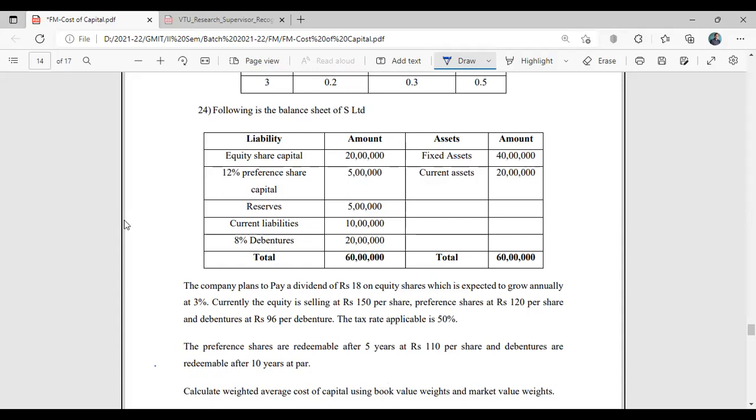Mute all. Okay. Following is the balance sheet of S Limited. Again, we got an opportunity to work on the liabilities and the assets. I already said we don't require information that is not required for our cost of capital. Fixed assets or current assets are not required, and short term is also not required. Current liabilities is a short term. Do you agree?